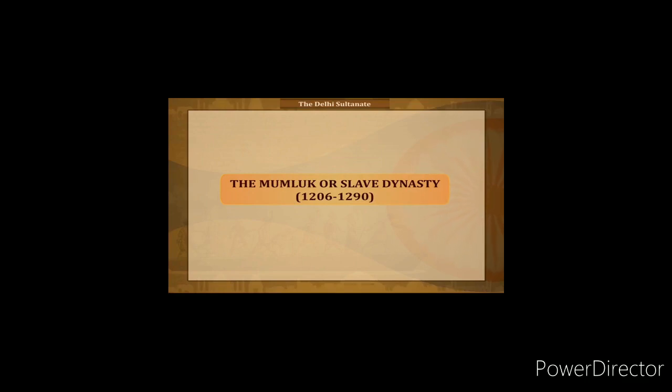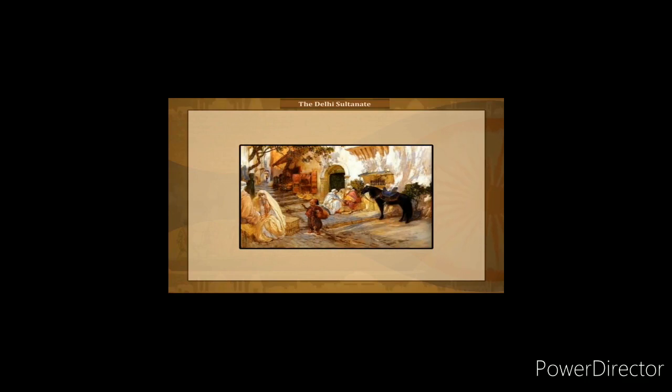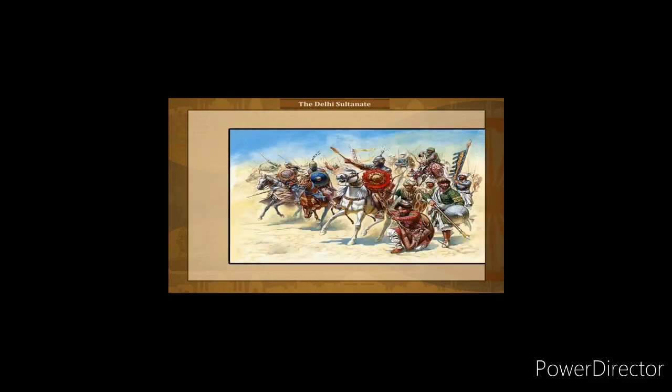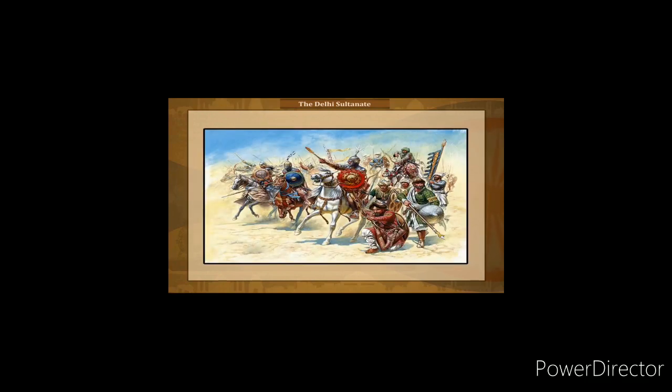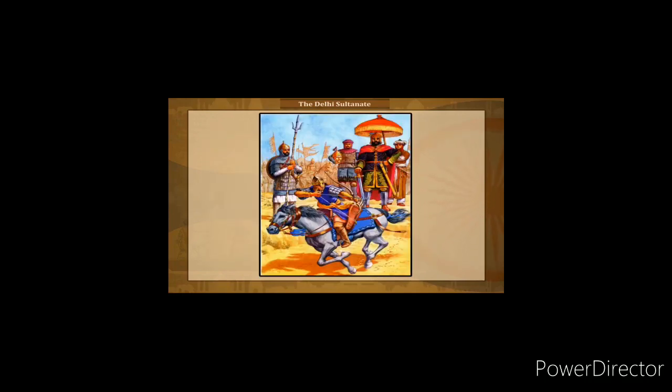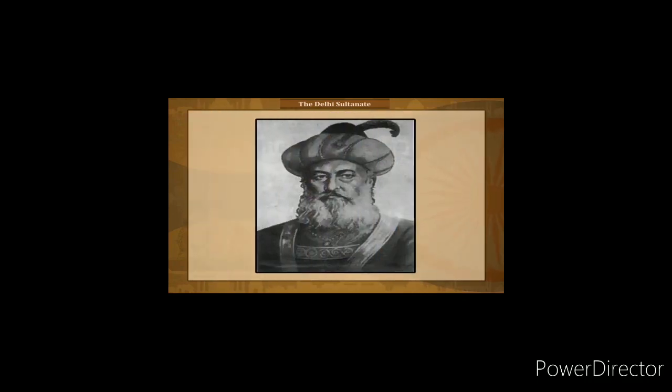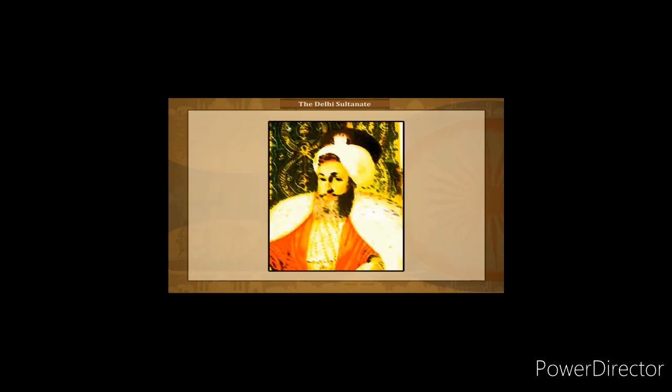The Mamluk or Slave Dynasty, 1206 to 1290. Mamluk, literally meaning owned, was a soldier of slave origin who had converted to Islam. The phenomenon started in the 9th century and gradually the Mamluks became a powerful military caste in various Muslim societies. In 1206, when Muhammad Ghori died, he had no child. So after his death, his sultanate was divided into many parts by his slaves or Mamluk generals.